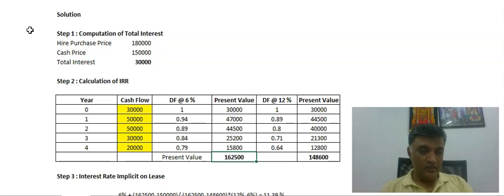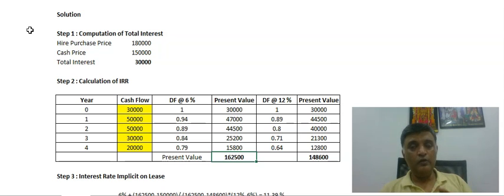So this gives us a range. Definitely we can be sure that the discount rate is between 11 and 11.5. The reason is at 12% we are very close to 150. It's actually 148,600, which means that if I could reduce the discount rate by a small margin, this 148,600 will move up to 1,50,000. So, but what level I need to move, right?